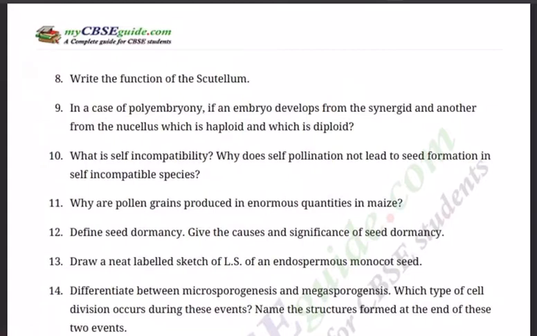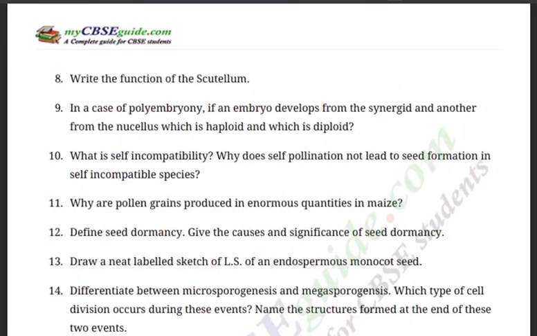Next, question 10: what is self-incompatibility, opposite to compatibility? Why does self-pollination not lead to seed formation in self-incompatible species? Question 11: why are pollen grains produced in enormous quantities in maize? Question 12: define seed dormancy. Dormancy, sleepiness. Give the causes and significance of seed dormancy. 13. Draw a neat labelled sketch of LS of an endospermic monocot seed.